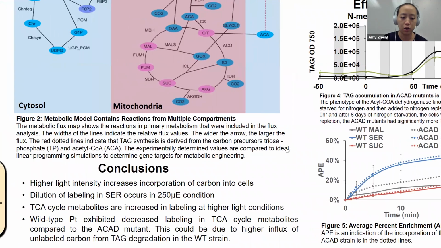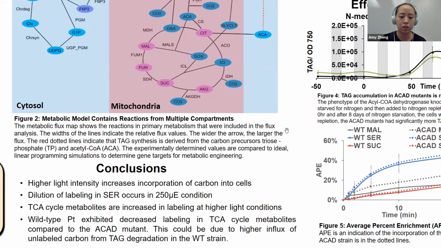So in conclusion, we have higher light intensity increases incorporation of carbon into the cells, which we saw at the 250 case having a higher slope. We also saw that there is a dilution of labeling in serine that occurs in the 250 case. And the TCA metabolites are increased at the higher light intensity conditions. And then in conclusion, there are some metabolites in the TCA cycle that have decreased labeling compared to the ACAD mutant, and this could be due to unlabeled carbon coming from TAG degradation entering the TCA cycle.